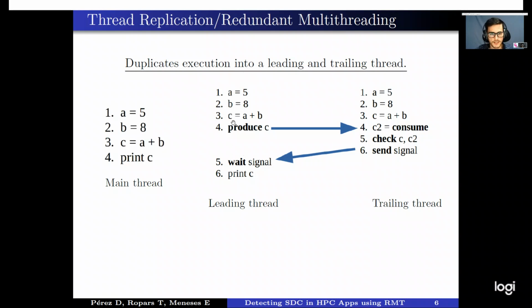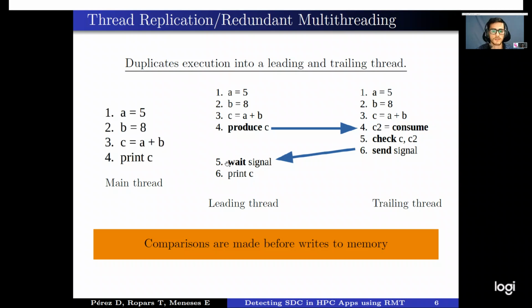On the producer thread, or the leading thread, after every computation there would be a produce operation, and on the trailing thread, after every calculation, there will be a consume operation. The trailing thread will check if the value that it calculated and the value that it got from the producer are the same, and it's going to send a signal back to the leading thread informing that everything is okay. After that, the leading thread is allowed to continue. And because this is a thread level replication, this comparison needs to be made before this writes to memory.